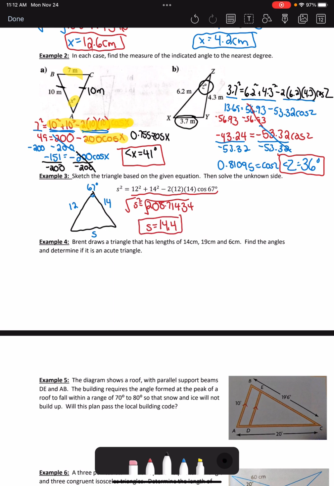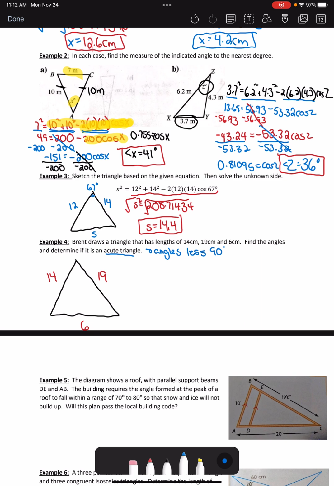Okay, Brent draws a triangle. That triangle has lengths of 14, 19, and 6. My picture doesn't really match, but that's okay. We'll just go with it. Find the angles and determine if it's acute. So acute triangle means all the angles would be less than 90 degrees.